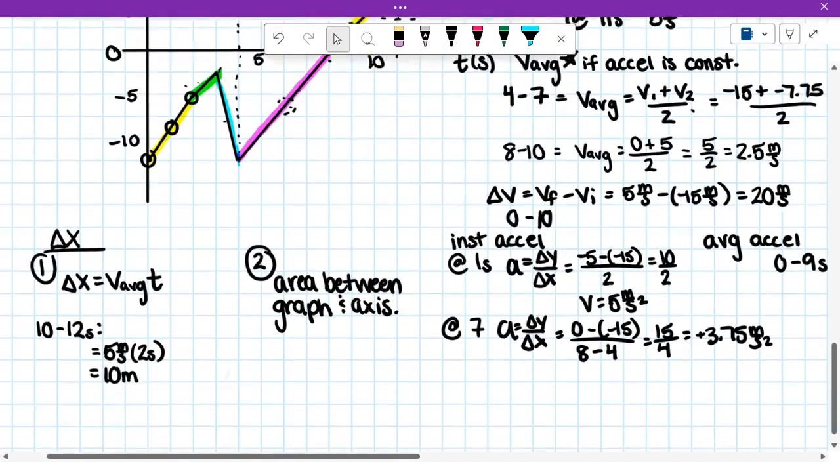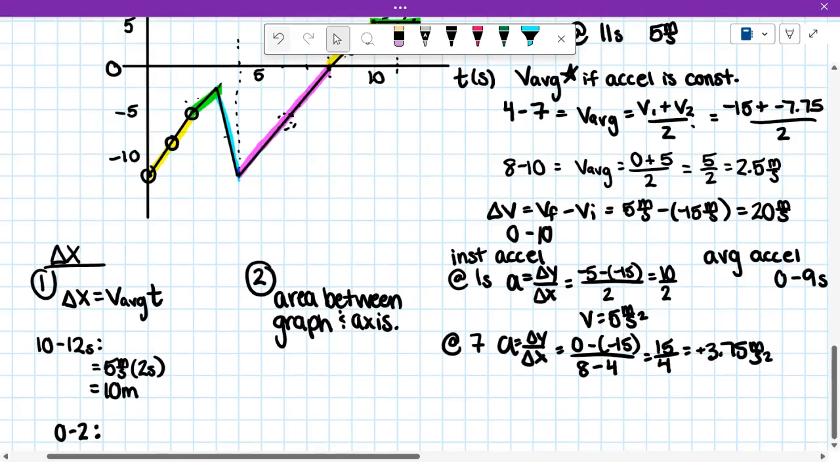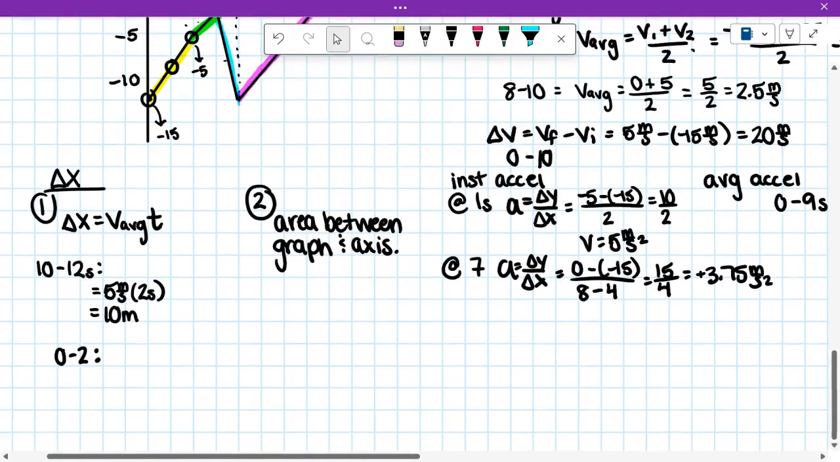Another example of when it might be nice to just use average velocity is, let's say I was going between 0 and 2 seconds. I wanted to know how far I moved. Well, between 0 and 2 seconds, I have an initial velocity of negative 15, a final velocity of negative 5. Negative 15 plus negative 5 is negative 20, and divide by 2. That means my average velocity is negative 10 meters per second. I do that for 2 seconds, so I travel negative 20 meters.